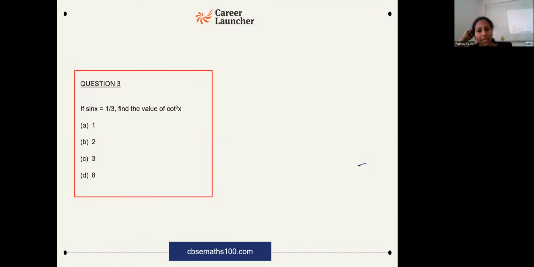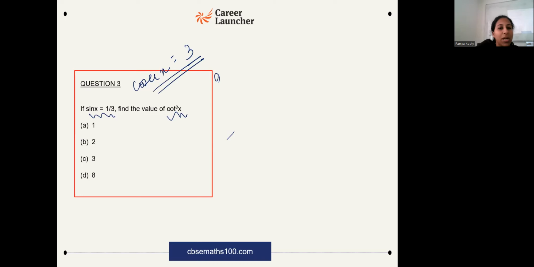Another way was also using the identity. Both ways would work. If you are strong with identities, it will work. Because if sin x is equal to 1 by 3, cosec x will be equal to 3. And we know cot square x will be what? Cot square x will be cosec square x minus 1.